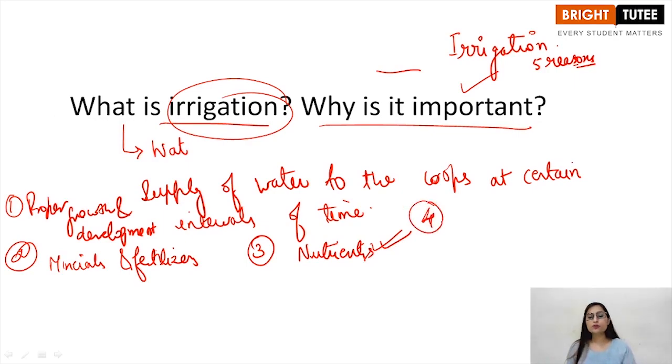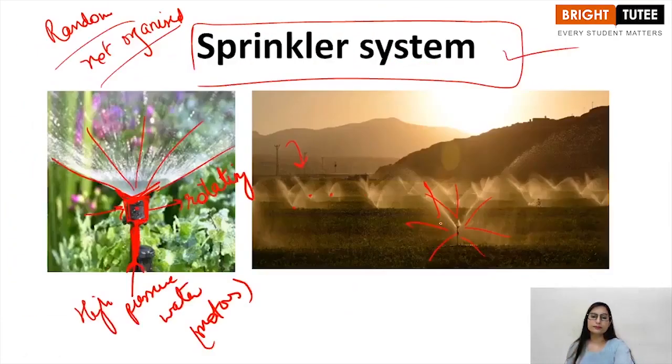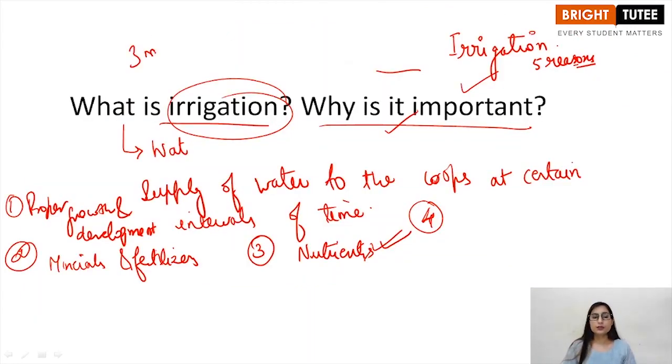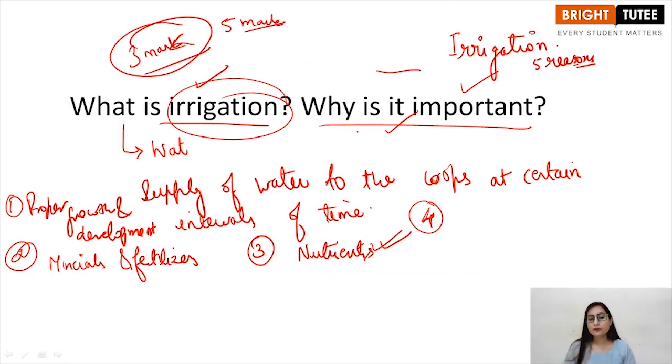And there were 2 more reasons. Let us look at the slide. Seed germination requires presence of water, and also water protects the crop from frost and hot air currents. If this comes as a 3-mark question, you will be explaining the detail, and this is a minimum 3-mark question. It might come as a 5-mark question as well. If it comes as a 5-mark question, then you will be explaining in even more detail. Give proper detail for this question. It is a very important question basically.